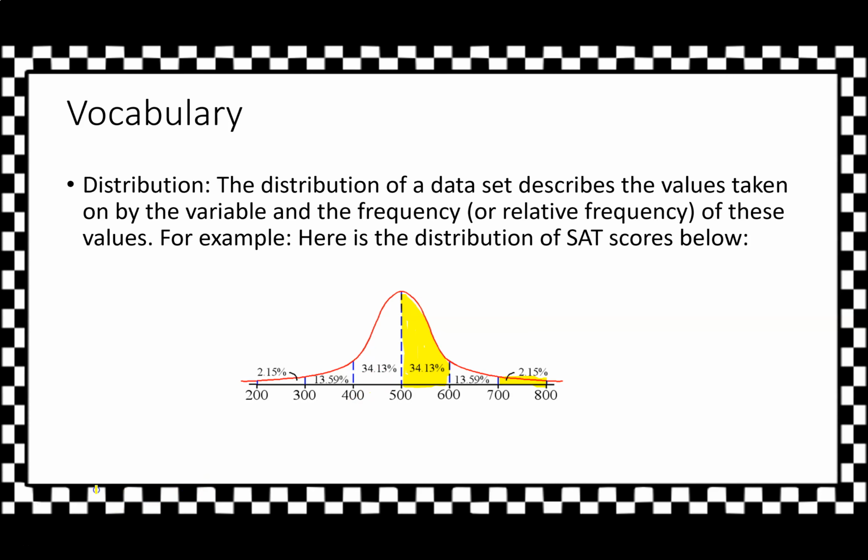What you can see here is that most people are scoring between 400 and 600. It's a huge chunk of people. Most people are centered here. And there aren't many people scoring from 200 to 300 and from 700 to 800.